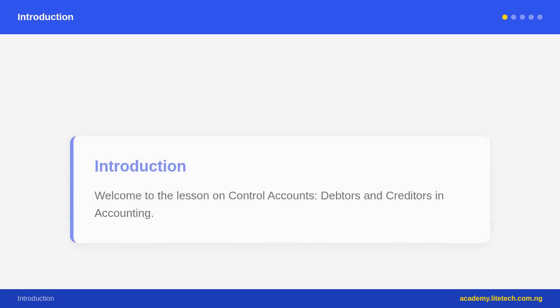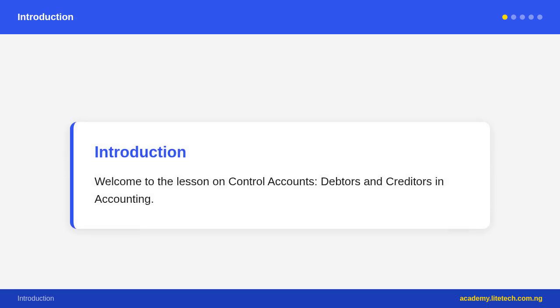Today we study control accounts, debtors and creditors. What are control accounts? Control accounts, also called total accounts, are summary accounts kept in the general ledger that record the total of all transactions relating to debtors or creditors. They act as a check on the individual accounts in the sales ledger for debtors and the purchases ledger for creditors.